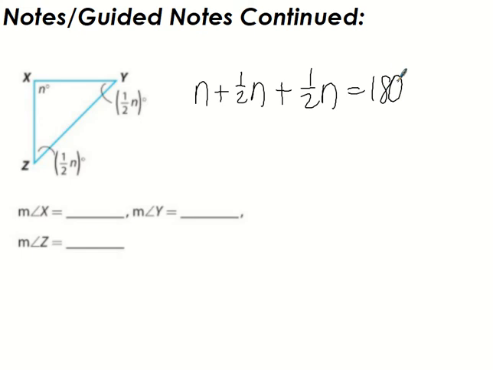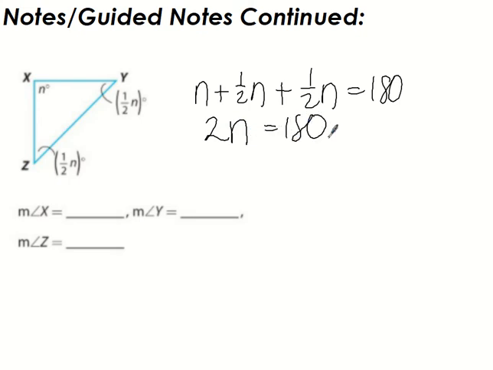It doesn't matter if they don't equal numbers, I can still use the triangular sum theorem to solve for them. So half an n and a half an n are 1n, and 1n plus 1n is 2n equals 180.